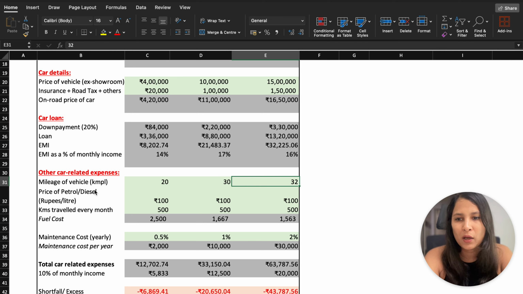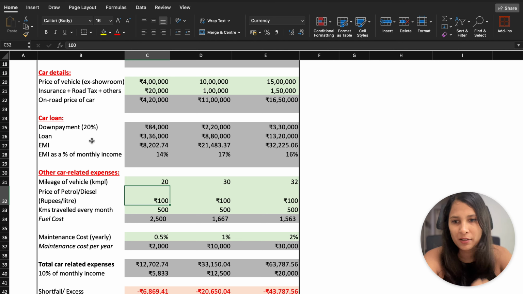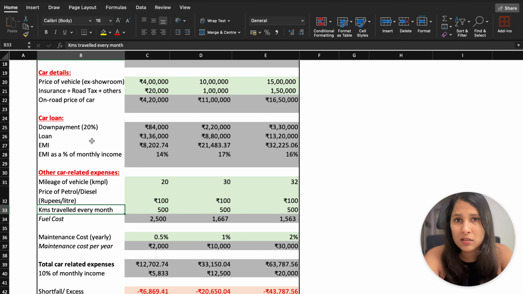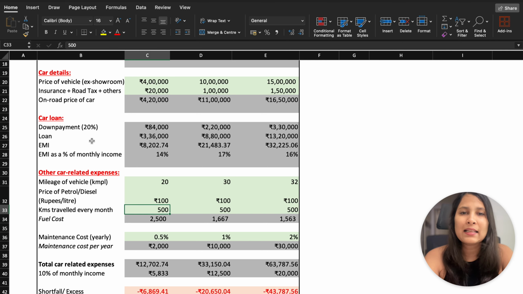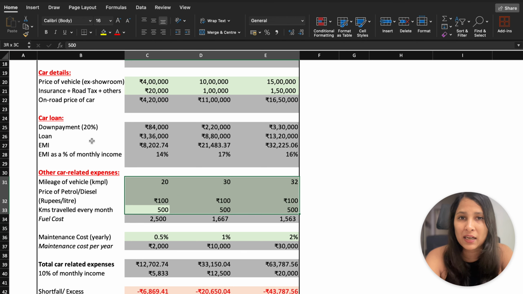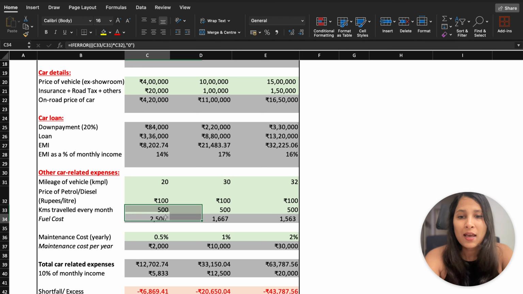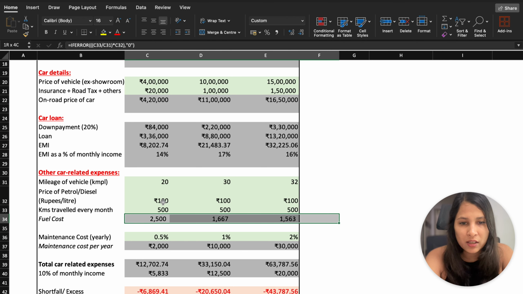I'm just assuming, okay? Then you have to input the price of the petrol or diesel, rupees per liter. I'm assuming it's constant at 100. Okay. Then you have to put in how many kilometers you travel every month. Say in all the scenarios you are traveling 500 kilometers every month. I'm assuming this. You can obviously update it based on your information, this is a green cell. Now this tool will itself auto compute your fuel cost over here.